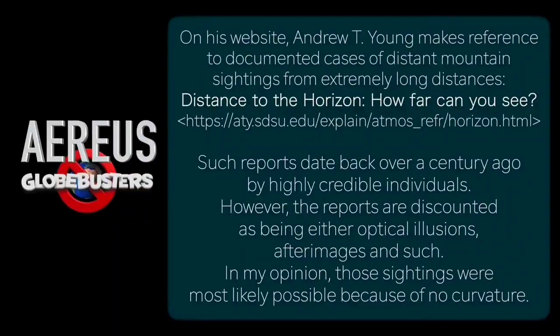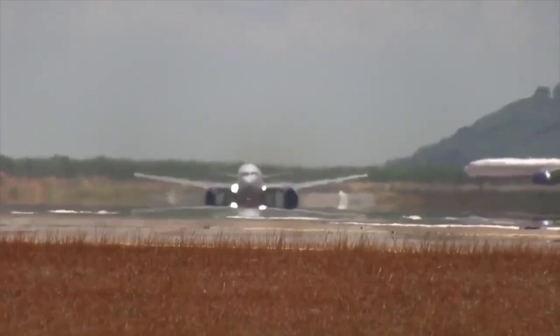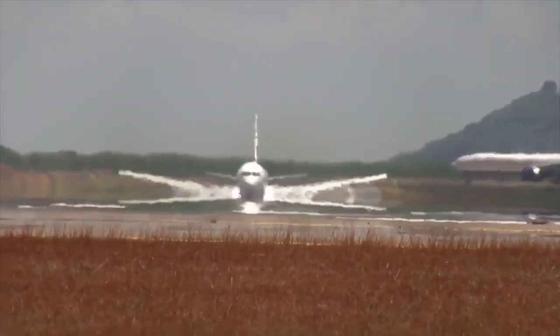On his website, Andrew T. Young makes reference to documented cases of distant mountain sightings from extremely long distances. Such reports date back over a century ago by highly credible individuals. However, the reports are discounted as being either optical illusions, after images and such. In my opinion, those sightings were most likely possible because of no curvature. And he follows with another couple of emails.